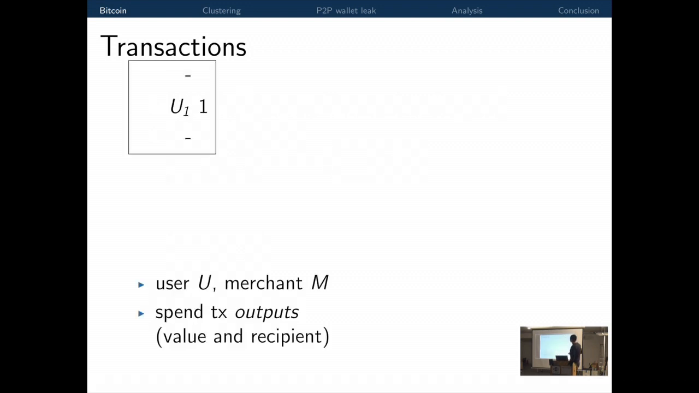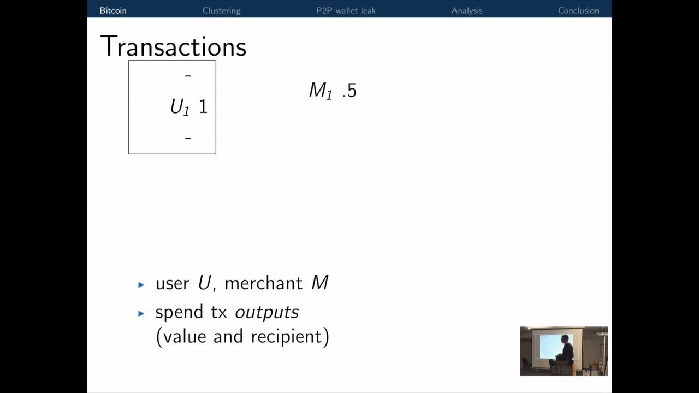So let's say there's a user U1, represented by a pub key U1, which has 1 Bitcoin. And again, in Bitcoin, that means that there's a transaction output that can be spent by that user. And this is an output, because an output is just a value and a recipient of the coins, or the person that can spend those coins.